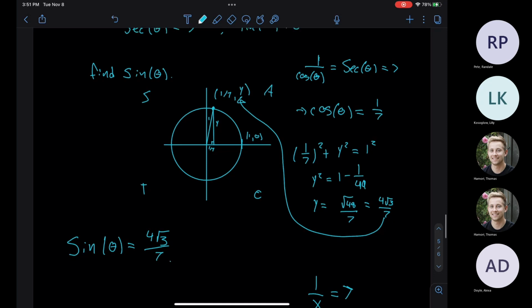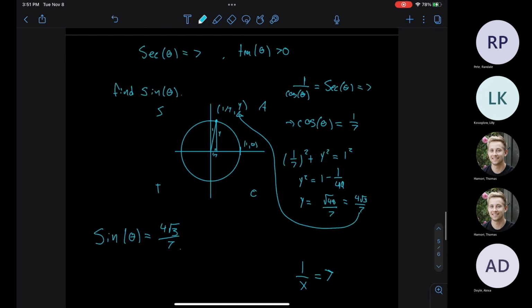Okay, so these ones, there's a game to be played before you even start, which is to figure out which quadrant theta is going to be in. If tangent is positive and 1 over cosine is positive, right? 1 over cosine is positive means that cosine is positive. So if cosine is positive and tangent is positive, we must live in the first quadrant. And so that's how you know where to draw your picture.